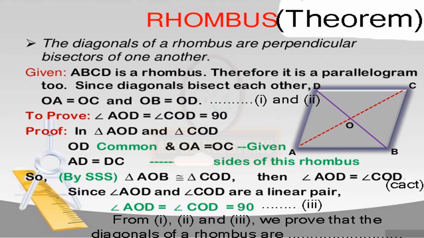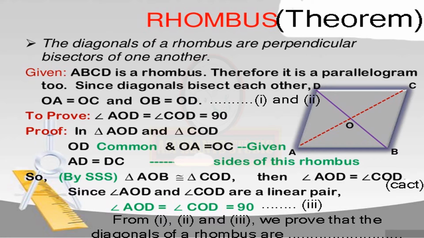That we have taken as equation 1. Then you have to write AD is equal to DC, sides of the rhombus. You know all the sides of the rhombus are congruent, so the lengths will be equal. So AD is equal to DC. In the next line you write, therefore, triangle AOB is congruent to triangle COD by SSS test.